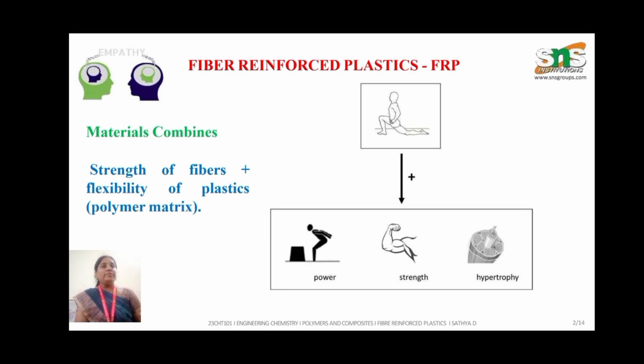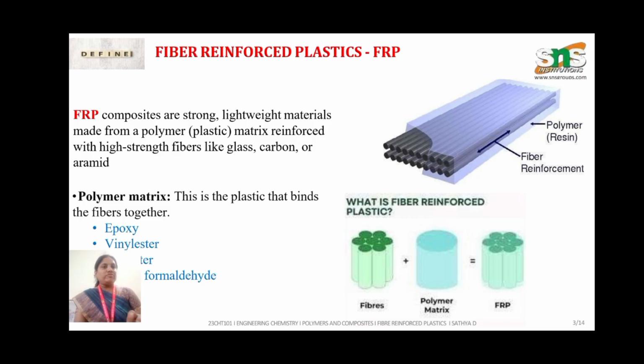The fiber provides the strength and stiffness, while the plastic matrix binds the fibers together and protects them from the environment. So compared to the polymer alone, the strength and stiffness is high, because the polymer matrix binds the fibers together and protects against environmental damage. FRP is also a lightweight material.